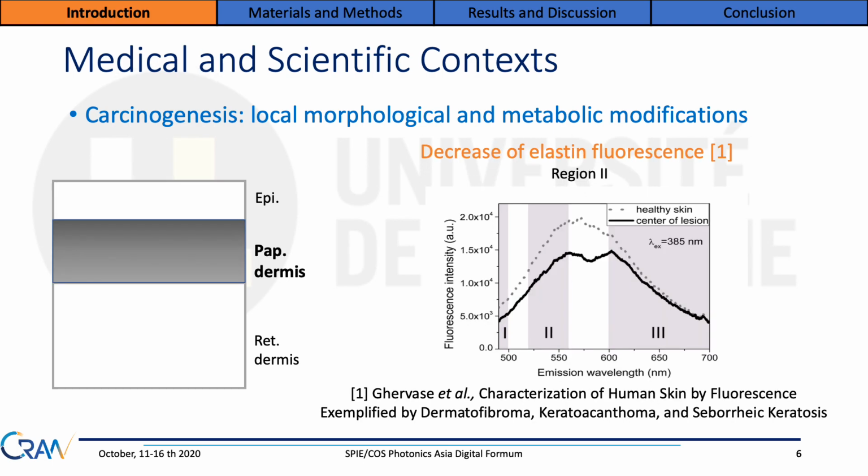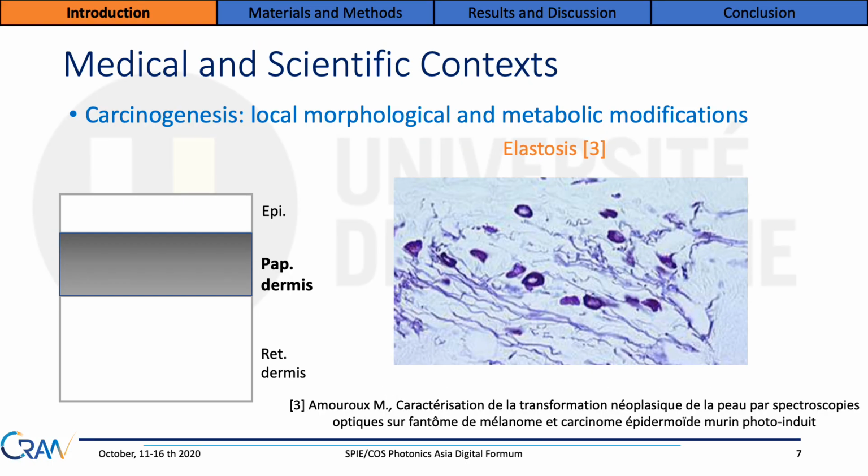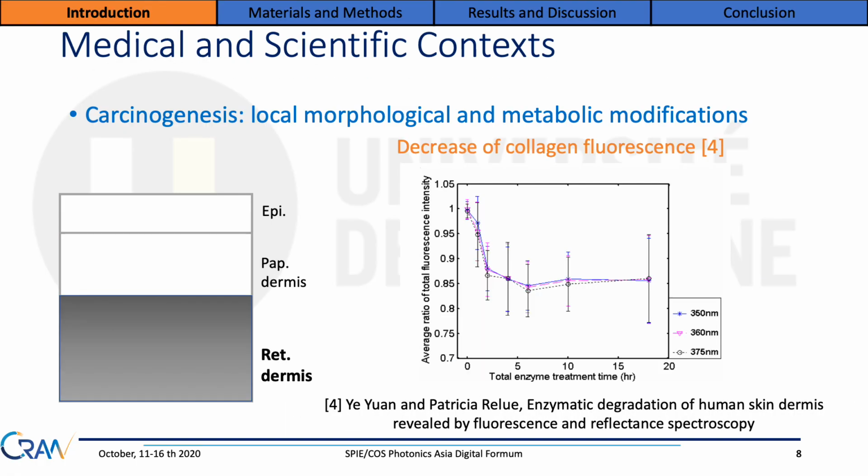For the papillodermis, this time it's the fluorescence of the elastins that decreases with the growth of the tumor. In the same layer, carcinogenesis is at the origin of elastosis. That means accumulation of elastotic material and elongation of the fibroblasts of the epidermis. Finally, we find in the deep dermis, or reticular dermis, a decrease in the fluorescence of the collagen caused by enzymatic degradation.